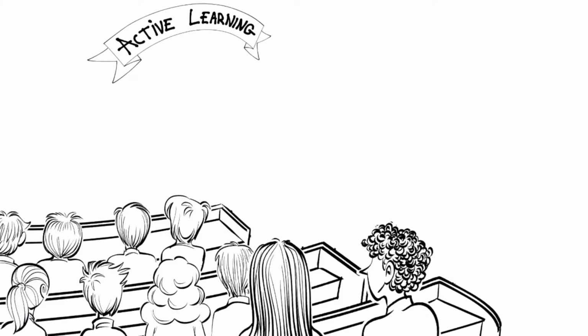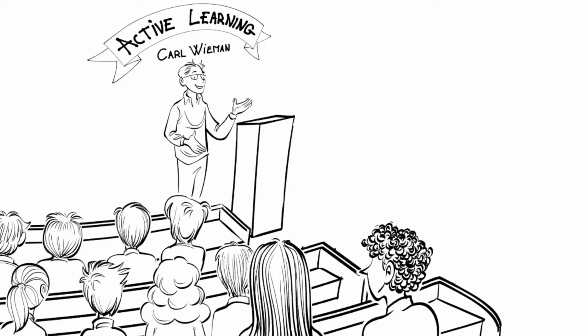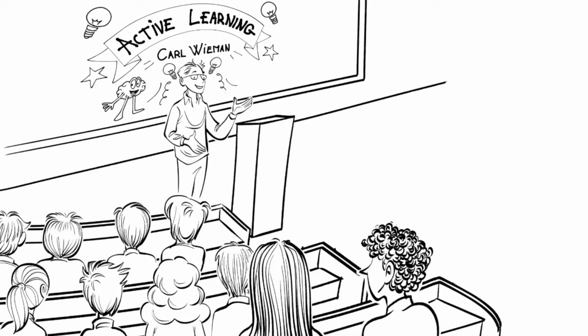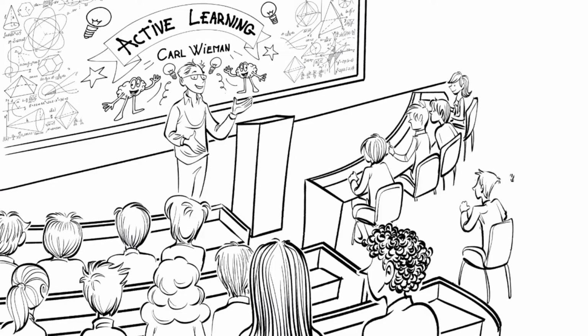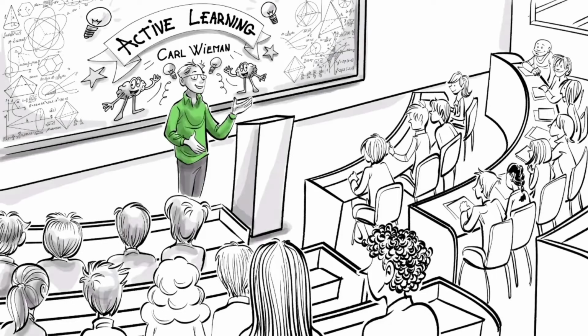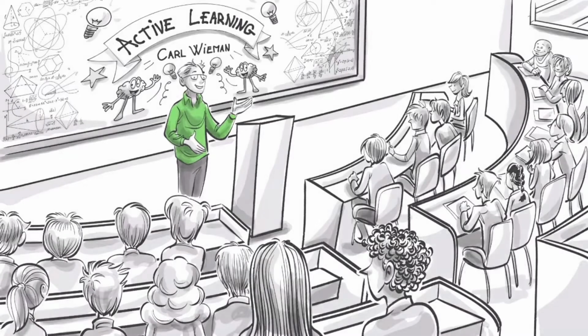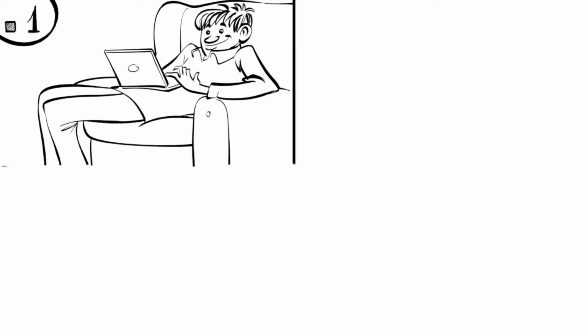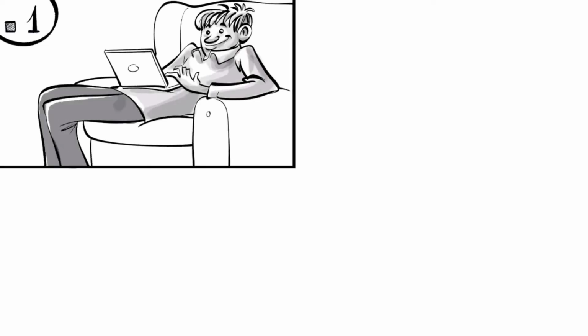To understand how active learning is applied in classrooms, let's look at the teachings of Professor Carl Wieman, a Nobel Prize-winning physicist and a leading proponent of the method. There are 4 steps to it. Step 1. Prior to class, the students read up on the fundamentals of a lesson so they get an idea of the terms and basic phenomena.